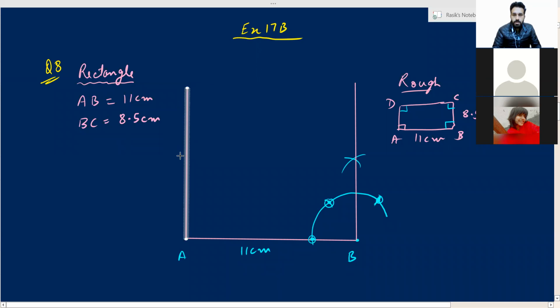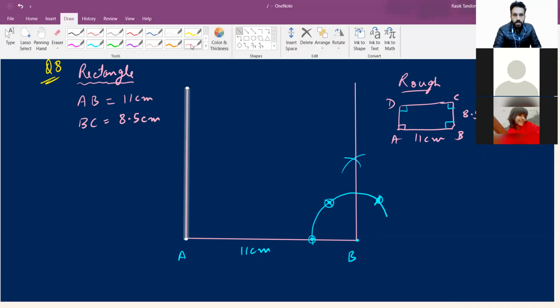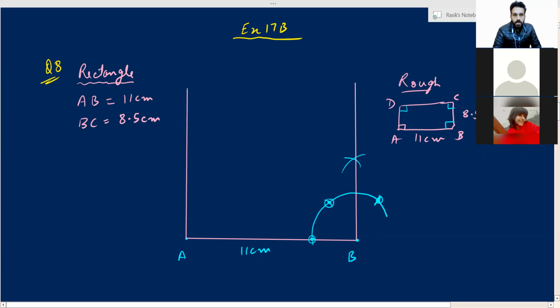Sir, can we draw it without? You can start doing better. You can write in the chat box. I'm not able to understand what you are saying. Your voice is not coming clearly.